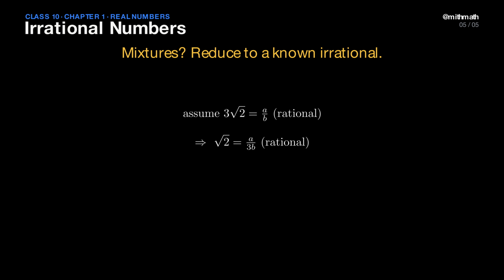Same idea for 3 root 2. If it were rational, then root 2 would be that rational number divided by 3, which is rational. But root 2 is irrational. So 3 root 2 is irrational too.